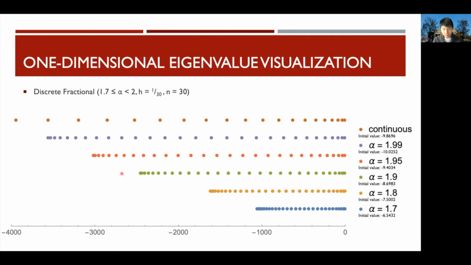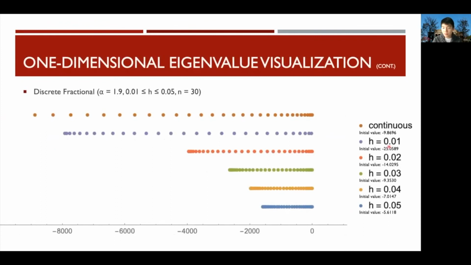And the next one here, we changed h instead of alpha here. So the h value here changes from 0.01 to 0.05. And again, we see the best approximation of the continuous case is when the h value equals 0.01, or when it approaches 0. So technically it should get closer and closer as this h value gets even smaller with the continuous case here.